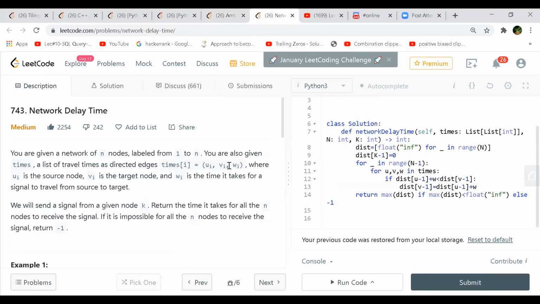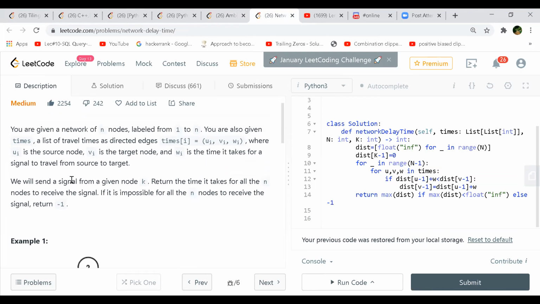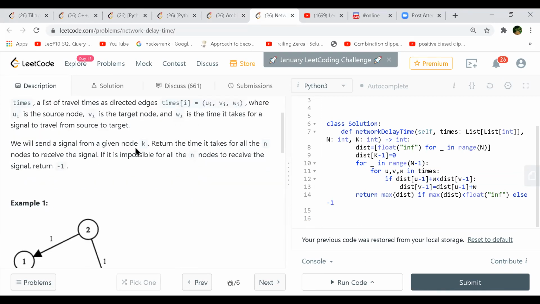So next is network delay time. We are given n nodes from 1 to n, and you are also given a times list of directed edges, u to v, source and destination, and w is the time it takes for the signal to go from source to target. You have to send the signal from a given node k and return the time it takes for all the n nodes to receive the signal.